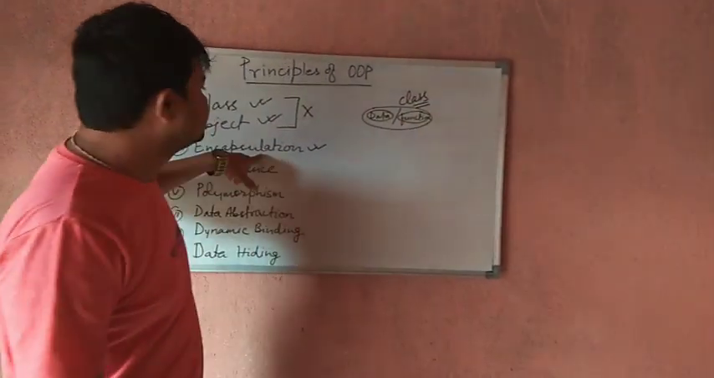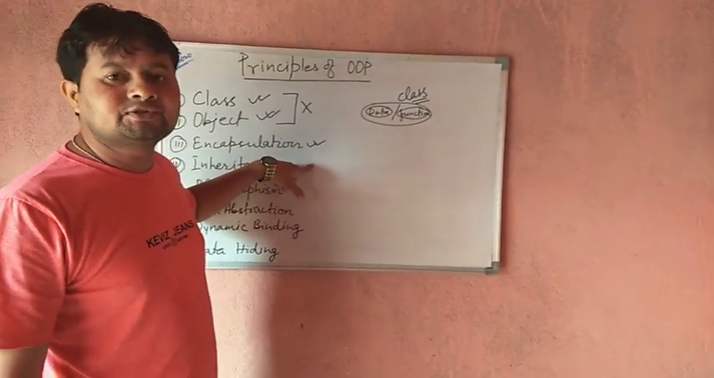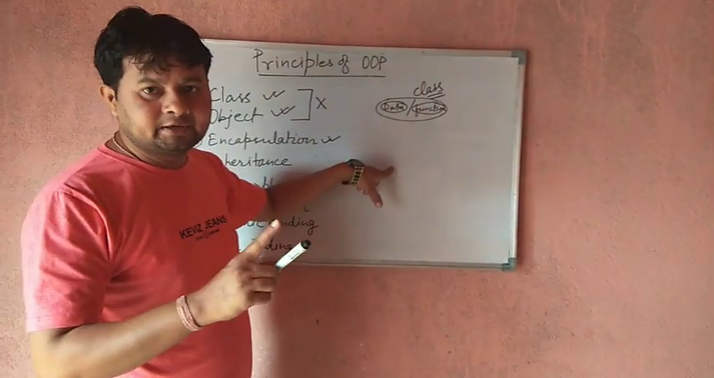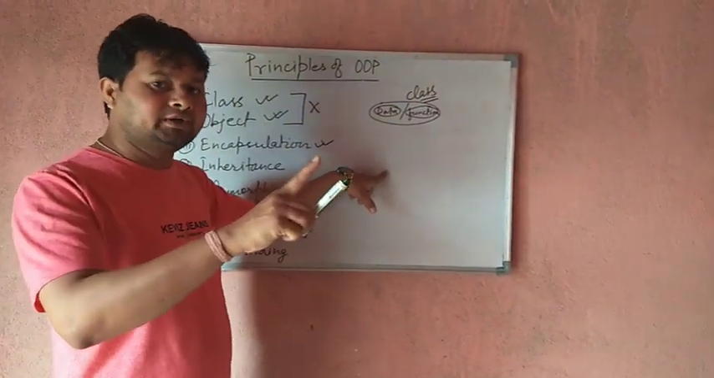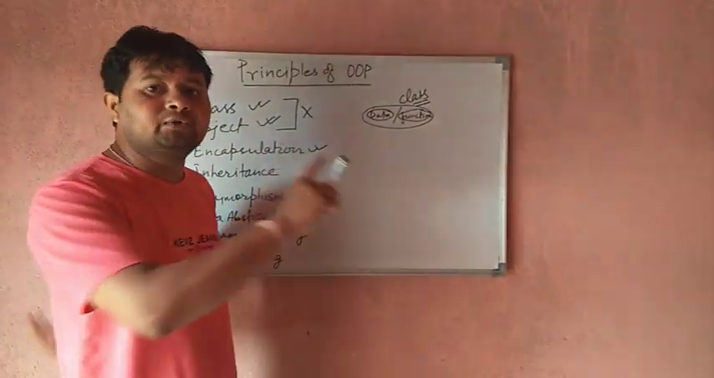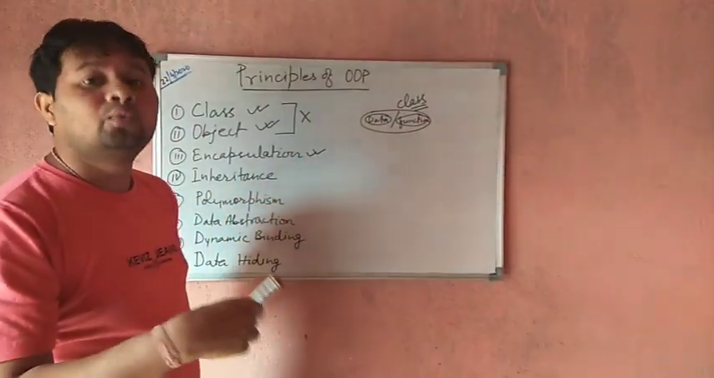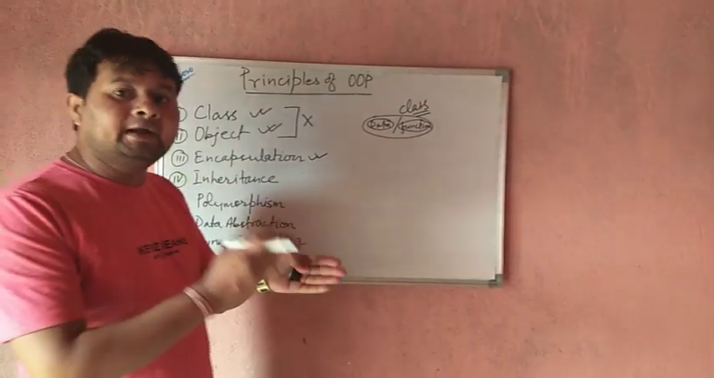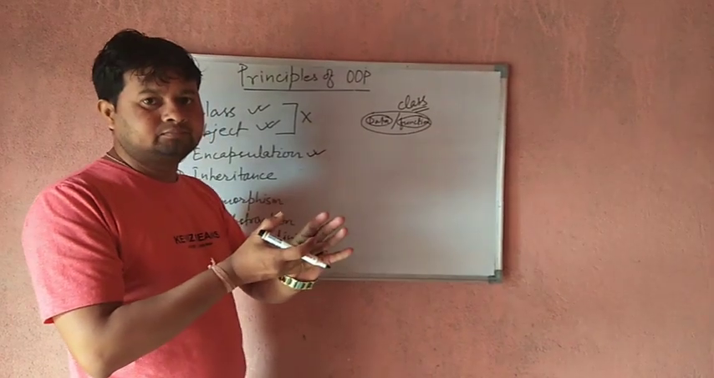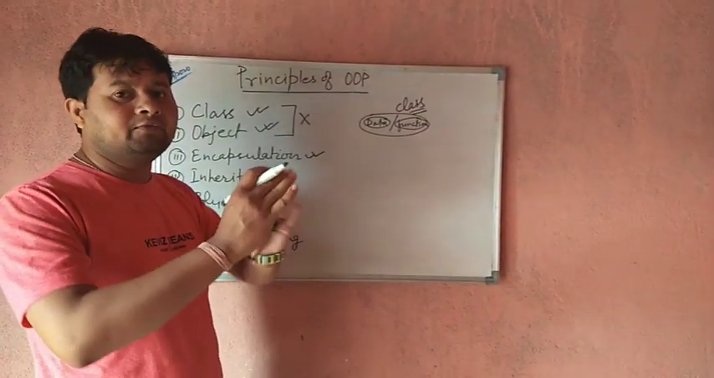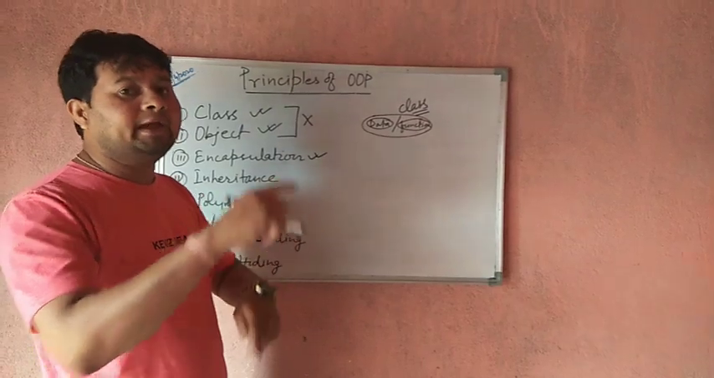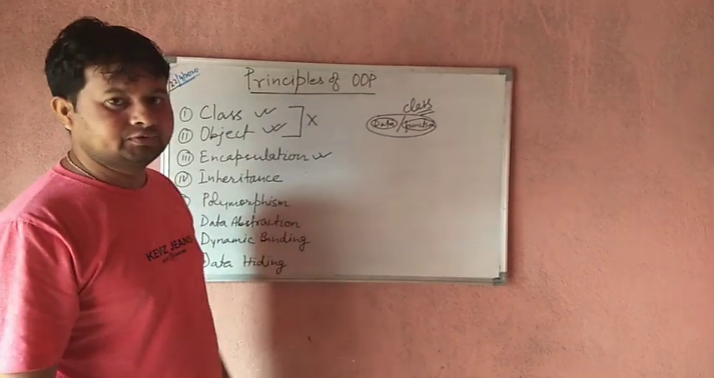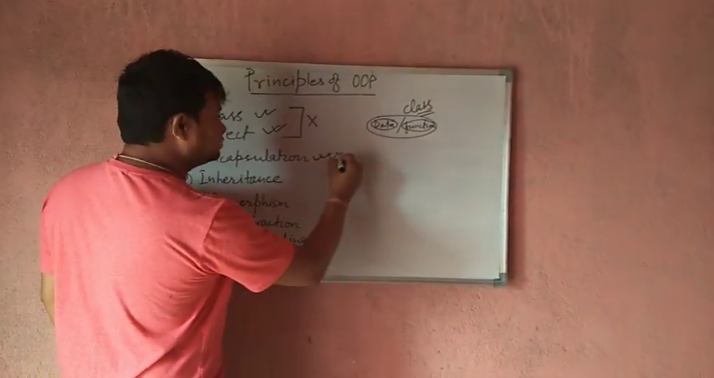So what is encapsulation? Encapsulation is a process of wrapping data and function together in a single unit, that is called class. That single unit is called class. So what can you say? Encapsulation is the process in which we keep data and function together to make a single unit, and that single unit is what? Class. Okay, this is encapsulation.